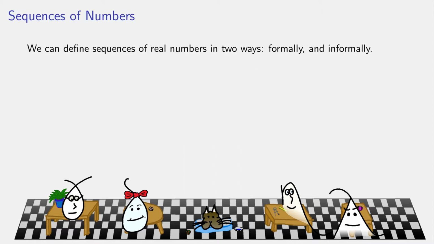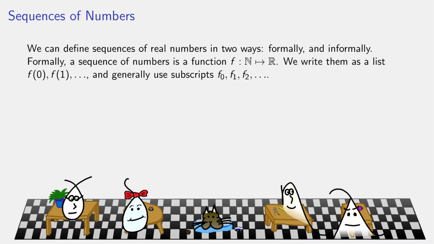Sequences of numbers can be defined in two basic ways. We can be really formal about it, or we can be informal about it. The formal way is that sequences are actually defined in terms of functions, whose domain is the natural numbers, and we list them out in the order of their inputs. But we usually use subscripts. Instead of writing f of 0, we write f sub 0, and so forth.